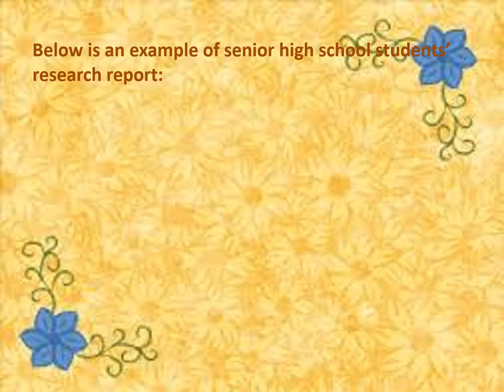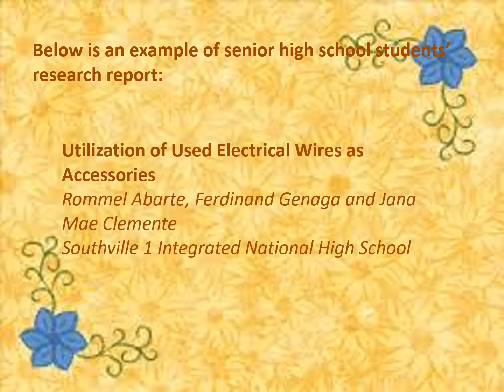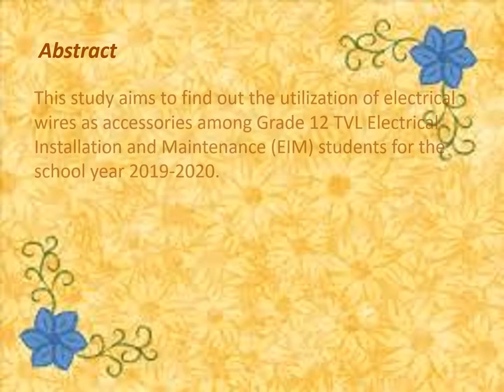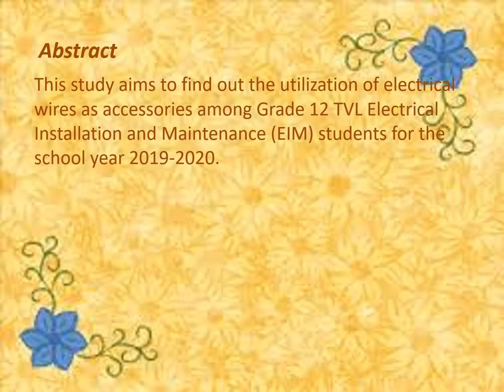Below is an example of a senior high school student research report. Number 1. Utilization of electrical wires as accessories. For the abstract, this study aims to find out the utilization of electrical wires as accessories for grade 12 TVL electrical installation and maintenance students for the school year 2019-2020.